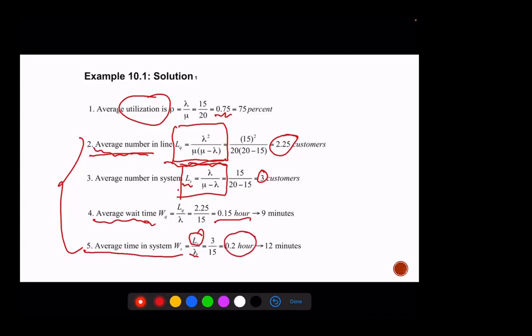Okay, so these are the calculation problems you may meet for chapter 10. And this is all the content that I will assess in the test too. Any questions?